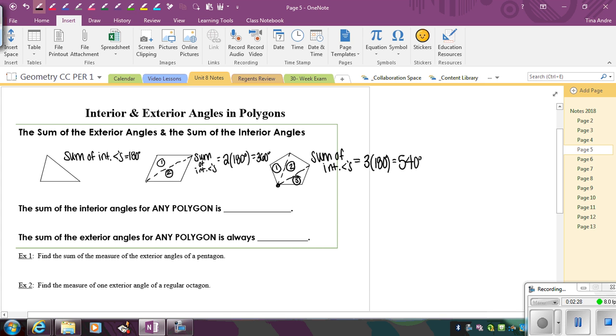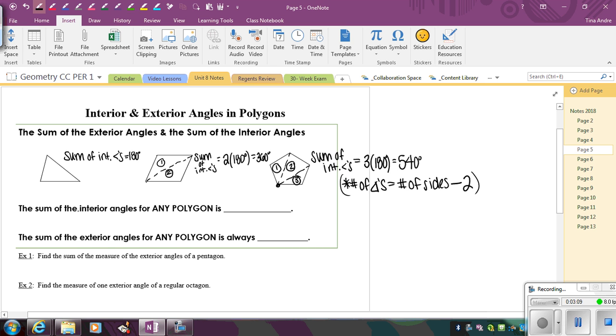So essentially what happens here is the number of triangles times 180 will be how you're going to get the sum of the interior angles. Now, the number of triangles, if you've noticed here, is always 2 less than the number of sides. So if we have a pentagon with 5 sides, there's 3 triangles. 4 sides, there's 2 triangles. 3 sides, well, there's only 1 triangle. So I'm going to just make a note of that here, that the number of triangles is always the number of sides minus 2. So that's kind of our rule here that we're getting.